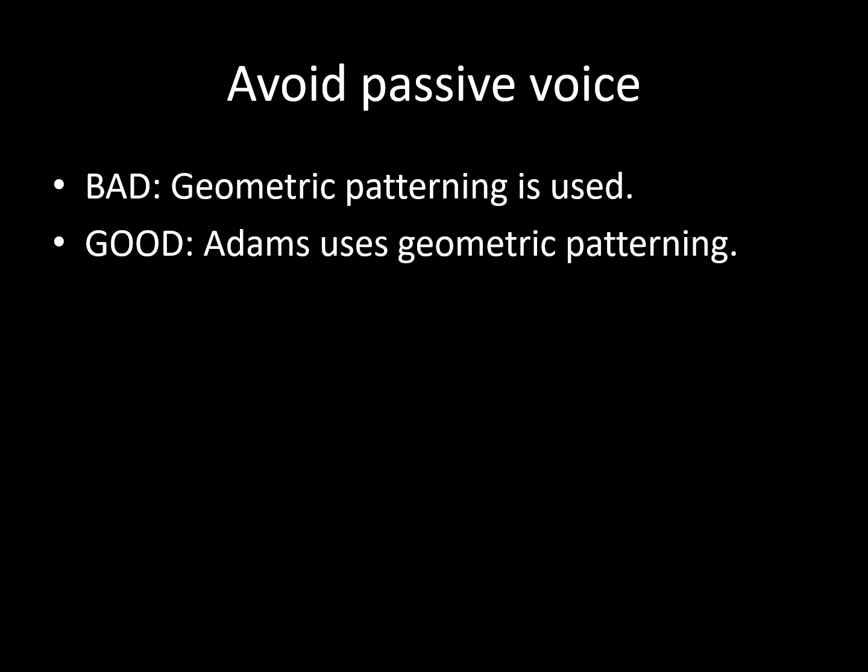One thing that students often ask me about is passive voice. Usually I take off about 3 points if you're using passive voice, and here's an example of it. So again, thinking about that Ansel Adams photograph earlier. Passive voice is when you take a strong verb like "to use" here, and you modify it with "to be," so "is used." A passive sentence would be "geometric patterning is used."